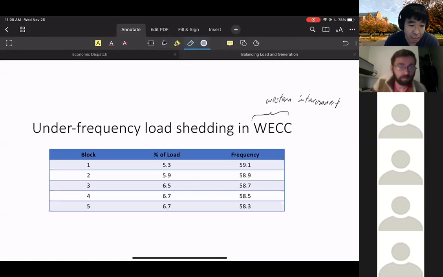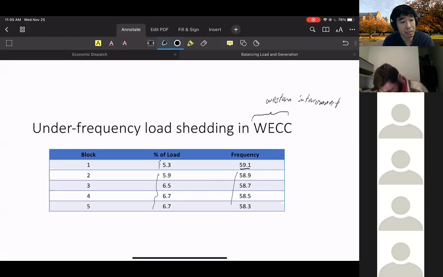Basically, this says if the frequency ever gets to 59.1, we're going to shed 5.3% of load. If the frequency drops more and more, we're going to shed more and more load. So we'll progressively shed load if the frequency keeps dropping and the generators are not fast enough to catch up. This is quite a bit of load. If the frequency drops by 2 hertz, we're going to shed 30% of the system. Okay, we're going to start shedding load.